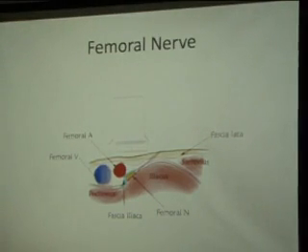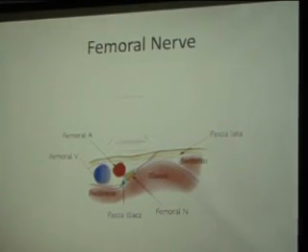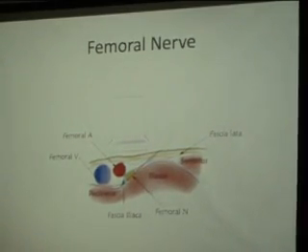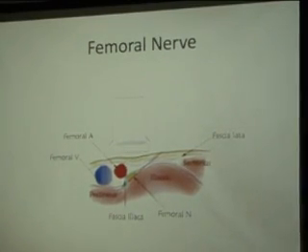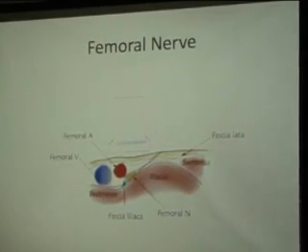One important concept to remember about the femoral nerve is that the femoral vessels and the femoral nerve are separated by the fascia iliaca. So to get a successful femoral nerve block, you have to deposit your local under the fascia iliaca. That is a very important anatomical pearl that you should remember.